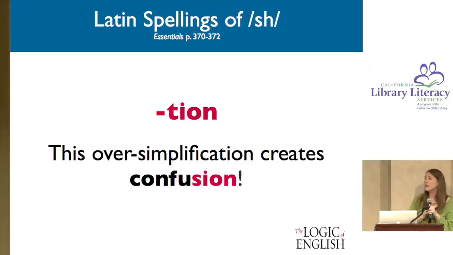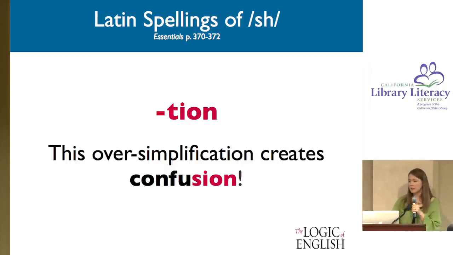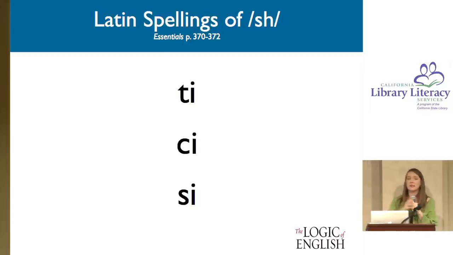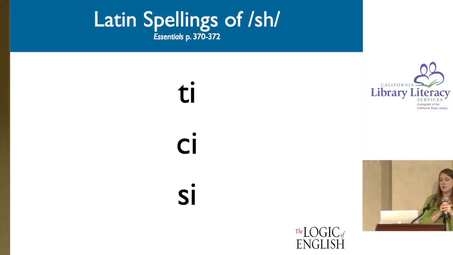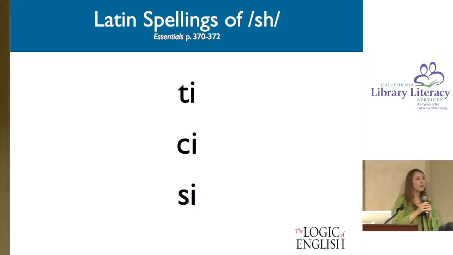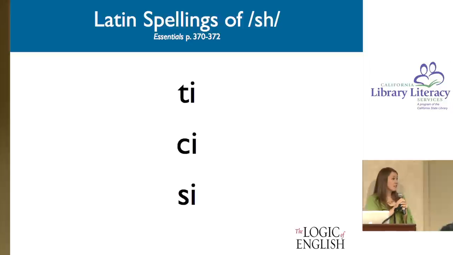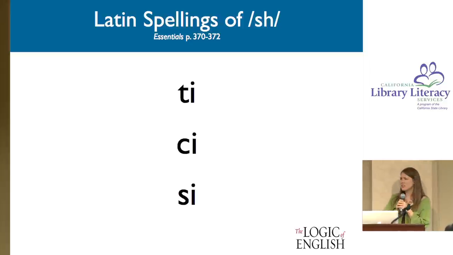Once again, an incredible oversimplification of our language. There are really 3 spellings of the sound sh used in the middle of the word. They all come from Latin. They are T-I, C-I, and S-I. By the way, S-I says 2 sounds. It says sh and zh. What's the difference between these 2 sounds? They're a voiced and unvoiced pair again. In fact, this S-I is the only way to spell zh in English. Think of words like division. It would be important to know that sound.